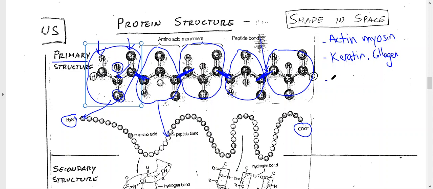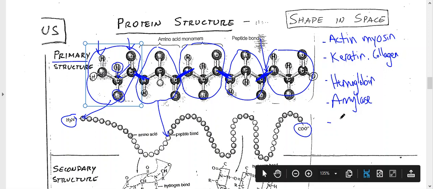You might be familiar with hemoglobin in your blood. Carries oxygen, has iron in it. You might be familiar with mouth enzymes, amylase, the digestive enzyme that breaks down carbs in your mouth. This is why breads and stuff taste sweet when you eat them. It's because amylase is working away on those polysaccharides, breaking them down into those sweet monosaccharides.